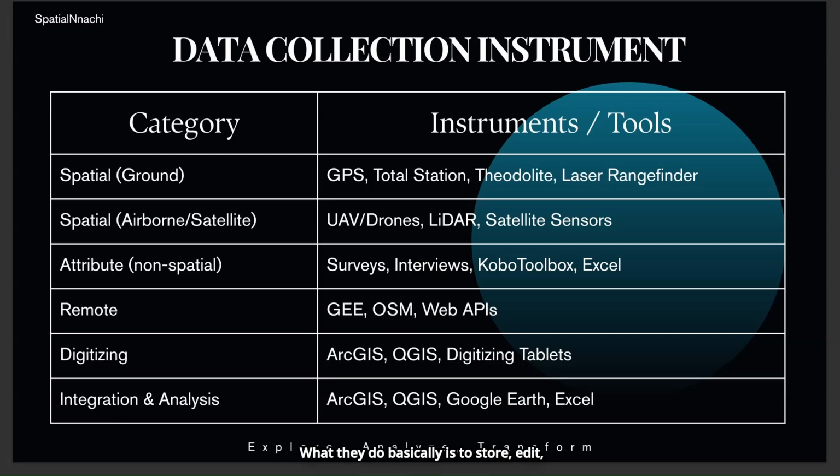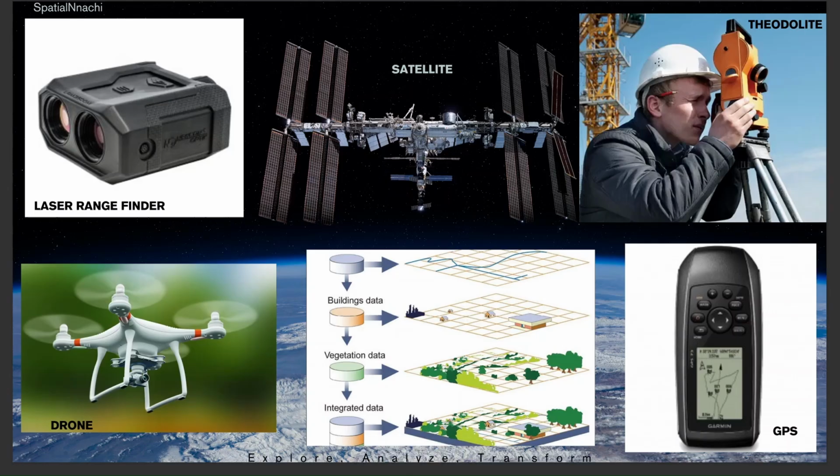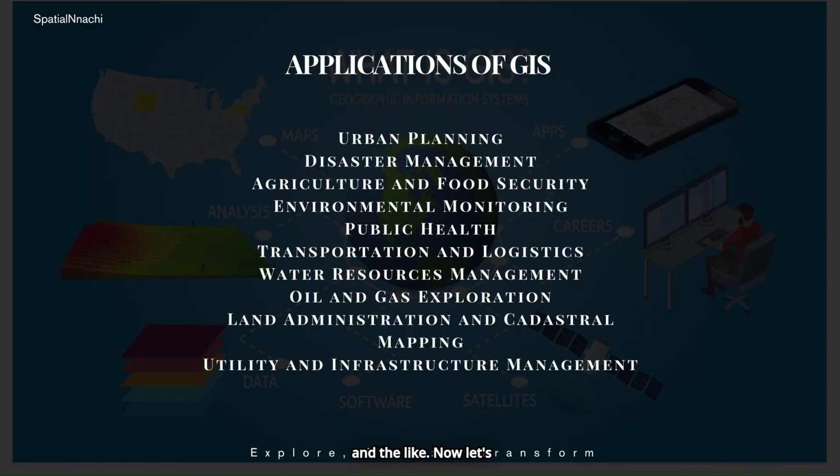Digitization tools. What they do basically is to store, edit, analyze, and visualize GIS data. Examples are the ArcGIS suite, Google Earth, Excel, QGIS, and the likes. These are examples of data collection kits: laser rangefinder, drone, satellite, theodolite, GPS, and the like.